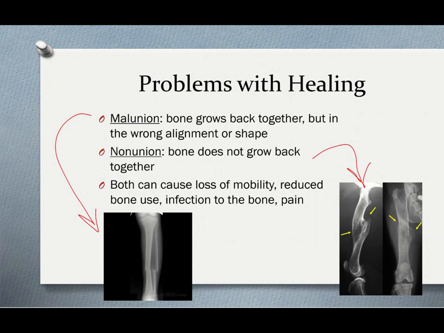And both of these actually make it extremely difficult to use the bone. There's a loss of mobility, which means that movement is much worse. It can cause the bone to be shortened or misshapen. It can cause infection. Having that bone tissue on the inside open to the rest of the body environment can cause all kinds of infections, and obviously it causes a great deal of pain.